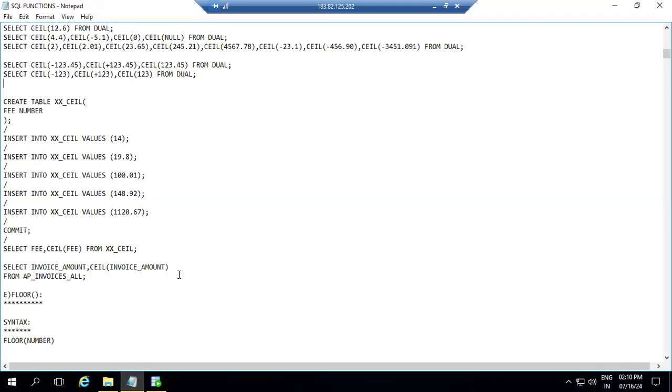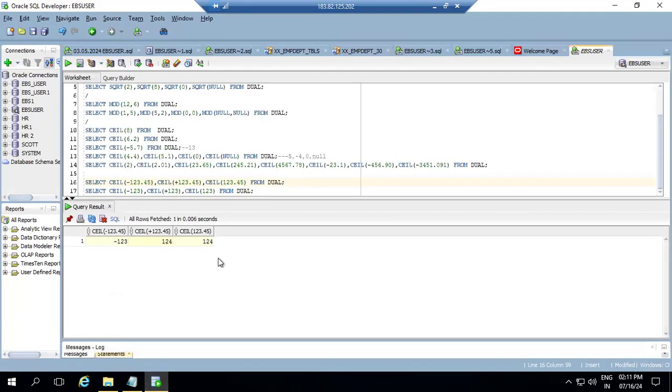So for the next function, we are having a small example here. You can create one table, you can add the rows into it, and you can calculate the ceil of fees over here. Okay. So if you want, I'll just show the ceil value here. We are going to take from our AP underscore invoices table, where we are taking one column like the invoice amount column over here. For that invoice amount column, I'm using the ceil function.